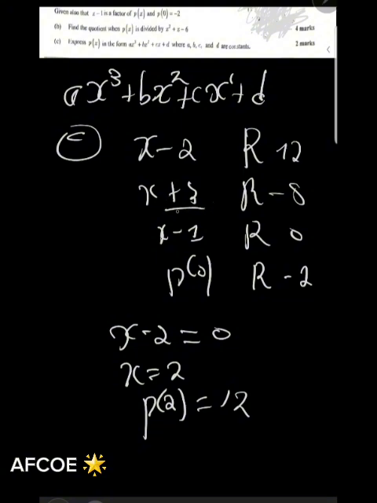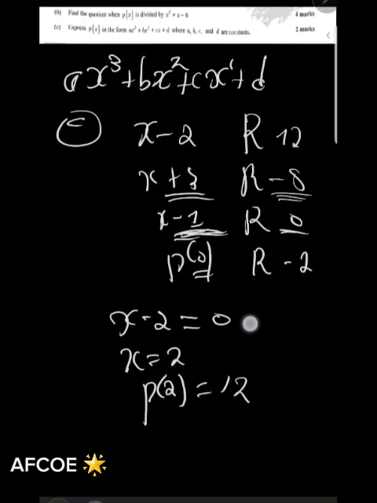Here I will apply x equals negative 3: p of negative 3 equals negative 8. Here p of 1 equals 0, and here we will be applying p of 0 equals negative 2, and that is just what you will do. So let us go ahead and substitute everything.